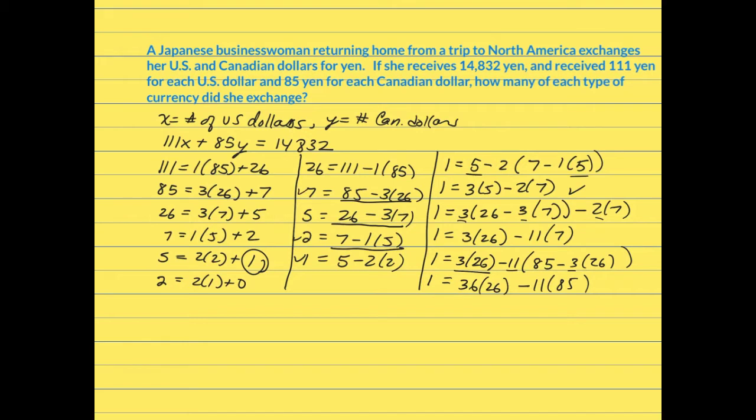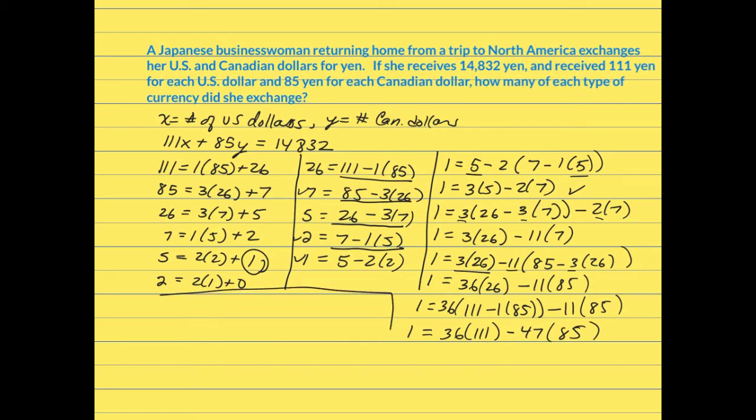So we've got one more substitution to go. We're going to replace 26 with that. So we got 1 equals 36 times 26, which becomes 111 minus 1 times 85, minus 11 times 85. And we're going to combine like terms. We've got 36 times 111, and then we've got minus 36 times 85 minus another 11, so negative 47 times 85.